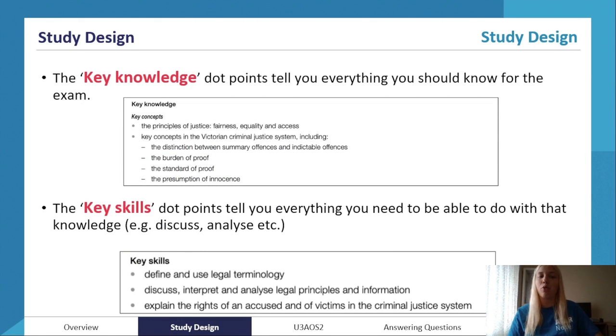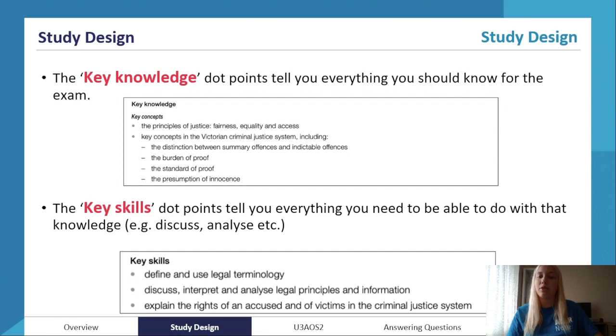And that's really important. As I said, the key knowledge dot points tell you exactly what you need to know for the exam. They tell you very specifically what you can be assessed on. It's much more specific and tunes out a lot of the stuff that's in your textbook, all of that additional information that you don't need to memorize. These are the things and the concepts that you do need to memorize.